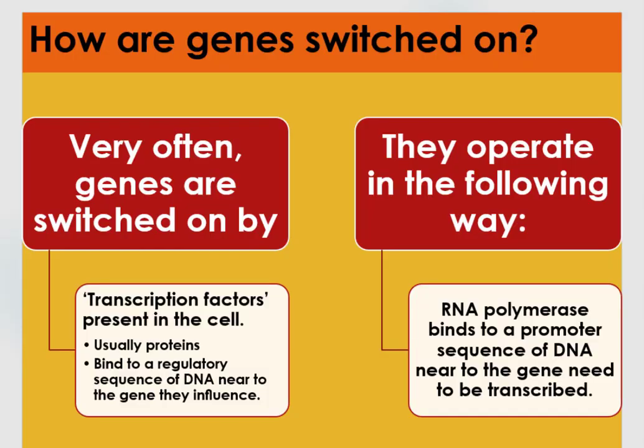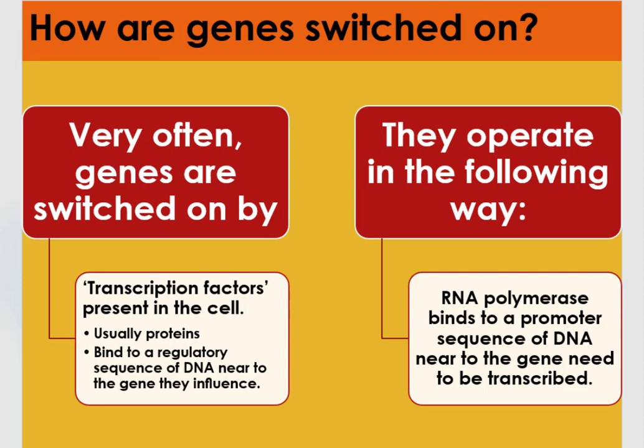How are genes switched on? Very often, genes are switched on by transcription factors that are present in the cell. These transcription factors are usually proteins that are designed to bind a regulatory sequence of DNA near the gene they influence, what we call the promoter sequence. The gene switching on process operates in the following way.